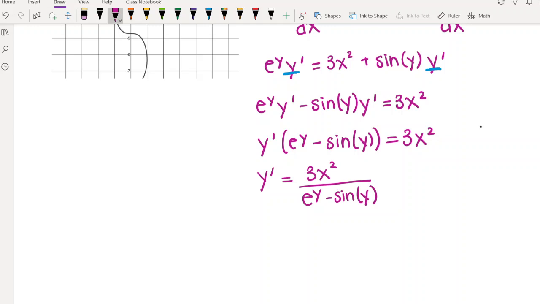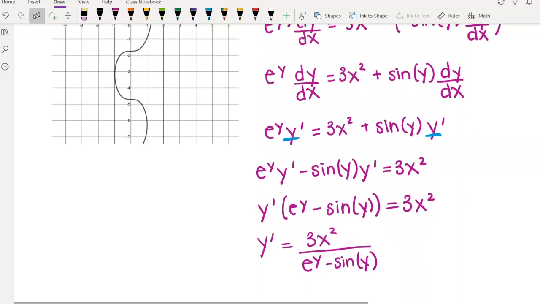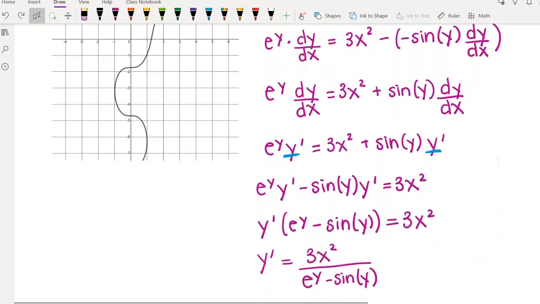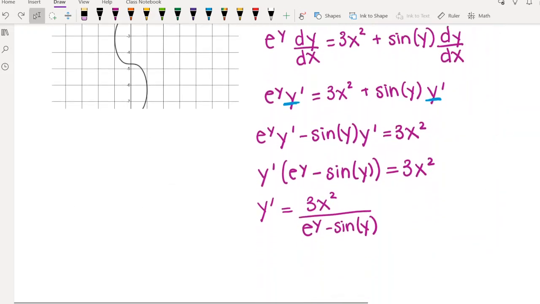So again, all we did here that was different is we replaced dy dx with y prime because they mean the same thing. And again, the reason that I tend to stick with dy dx at the beginning is because it kind of matches better with this notation. It helps you remember that you're taking the derivative with respect to x. You're treating x as your input variable, whereas y you're treating differently.